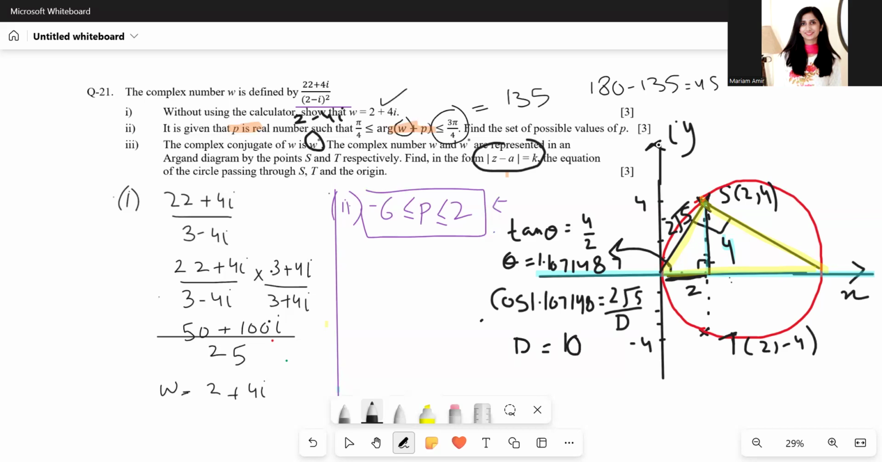So if diameter is 10, then the radius is going to be 5, and then the center will be 5 units ahead, 5 comma 0, or 5 plus 0i. Okay, so now we can write it as modulus of z minus 5, you flip the sign, minus 0i, equals radius, which is also 5. So our answer would be modulus of z minus 5 equals 5.